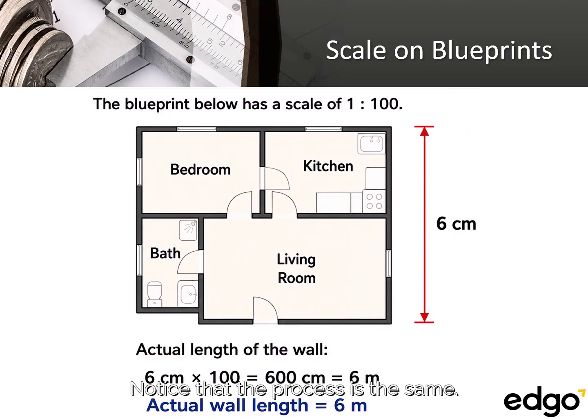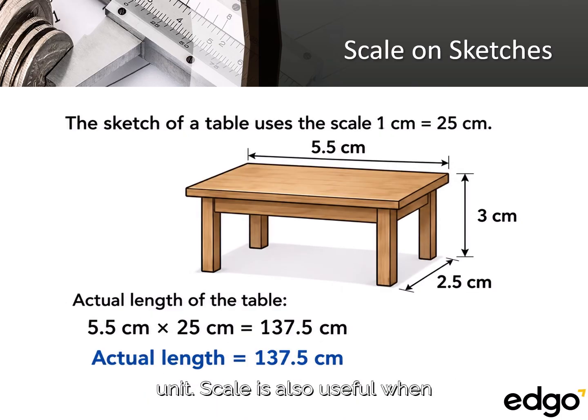Notice that the process is the same. We interpret the scale, multiply the drawing distance by the scale factor, and then convert the answer to an appropriate unit. Scale is also useful when we draw objects.